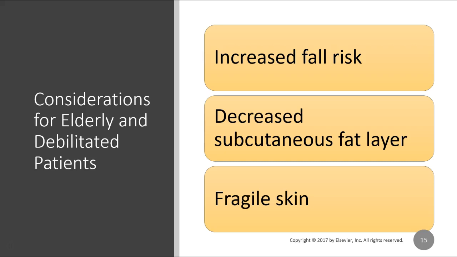All right, considerations for the elderly and debilitated patients. So they're at an increased fall risk, so you got to be careful with them. And they have a decreased subcutaneous fat layer, so it's like skin to bone and skin to muscle to bone. There's no extra fat layer in there to protect them. And their skin breaks down. It gets really, really fragile.